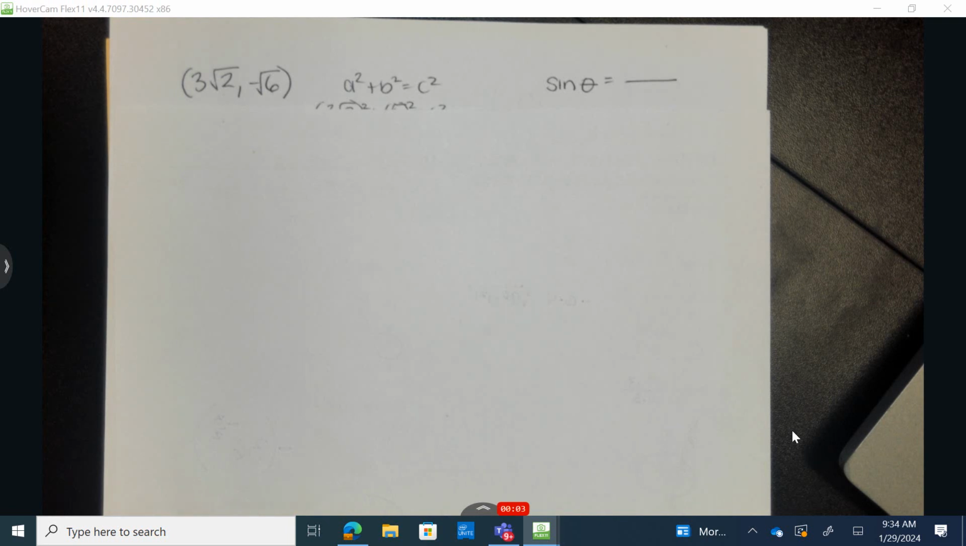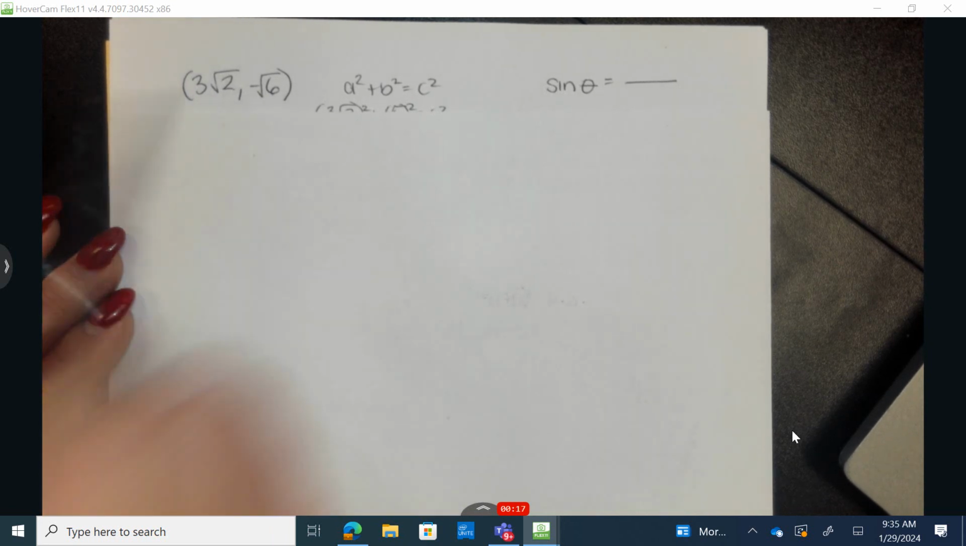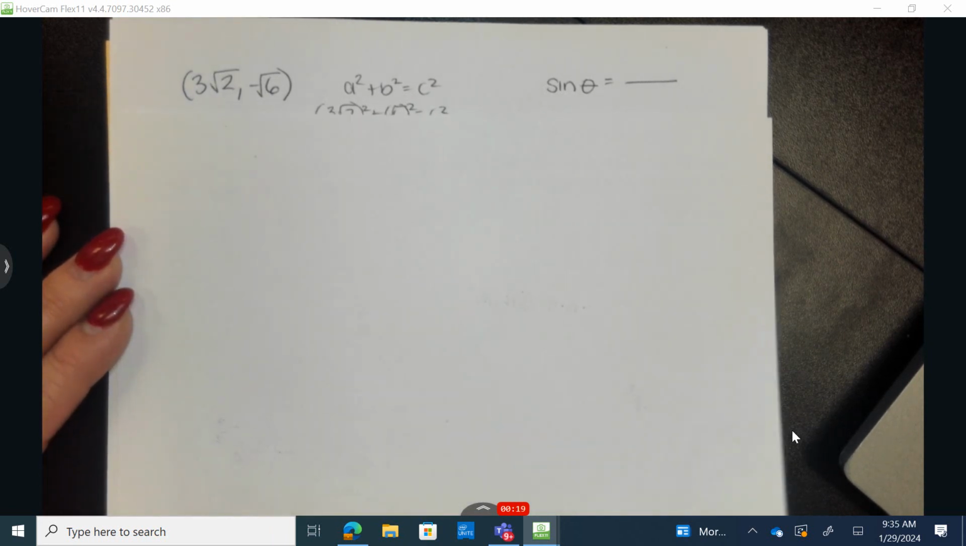This is a lesson on trig functions of any angle. It's lesson 3 from unit 10, and I'm going to look at number 6. The directions say the given point is on the terminal side of an angle in standard position. Determine the exact values of the 6 trig functions of the angle. So this is the exact ordered pair that I'm provided, and I'm going to graph that.